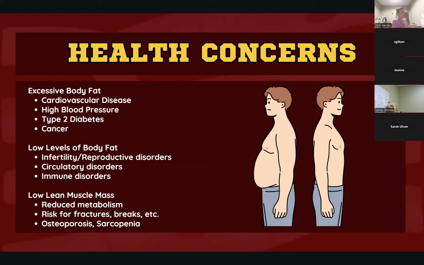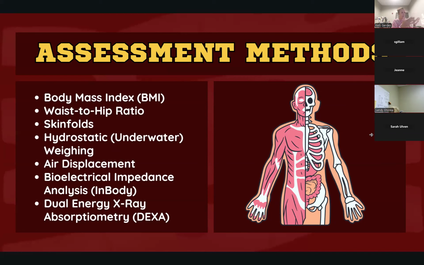There are different ways to assess body composition. BMI is the most common, and that's just a height and weight formula. You put it into a formula, and based on how tall you are and how much you weigh, it will predict where you are on the body fat spectrum: underweight, normal, overweight, or obese. It's a nice, easy formula to use for the general population.